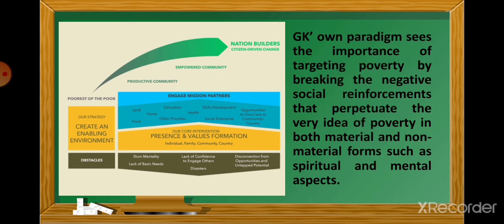GK's own paradigm sees the importance of targeting poverty by breaking the negative social reinforcement that perpetuates the very idea of poverty in both material and non-material forms, such as spiritual and mental aspects. More so, GK believes that to defeat poverty, there should be a concerted effort to create an enabling environment to empower everyone within the community. To sustain this, GK puts importance on values formation and presence, which it sees as keys for continued progress and development, and which compose the core of its organizational philosophy.